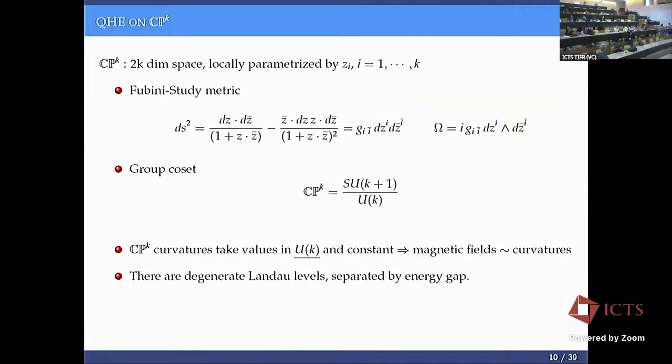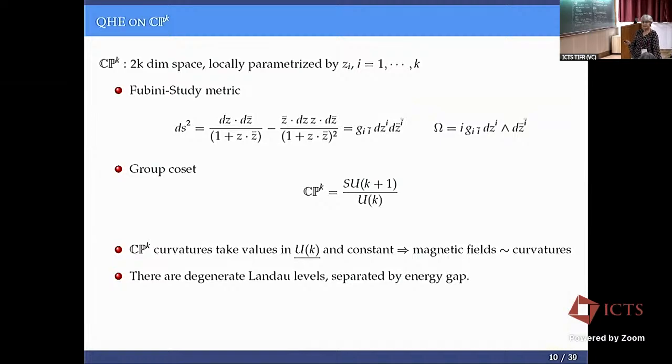Because of the deformations you were talking about, you will have dynamics later. Yes, that will come later with the deformations. So far these are fixed, because for the CPK the curvatures take values in UK and they're constant. In fact, we're going to use this idea to take the magnetic fields proportional to curvatures, because we want constant magnetic fields on these spaces.